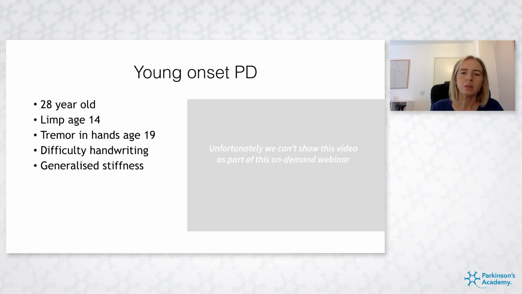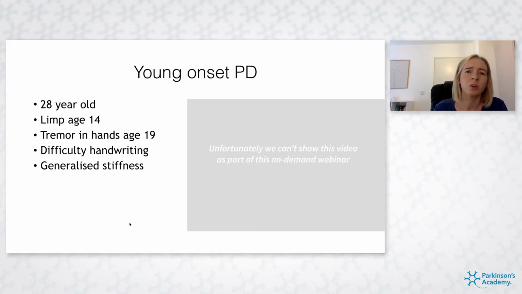Okay. This is a video of a patient with young onset Parkinson's, which I thought would be useful to show, just because sometimes they can look so different to patients who present when they're older, and they often have a much greater degree of dystonia. So this is a 28-year-old lady.